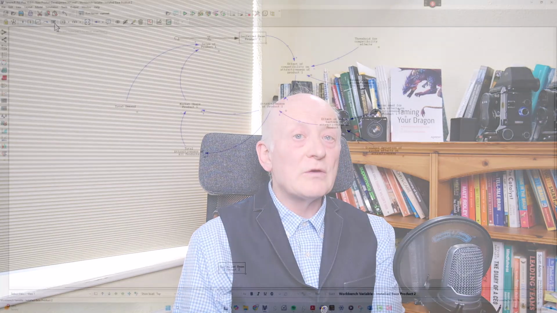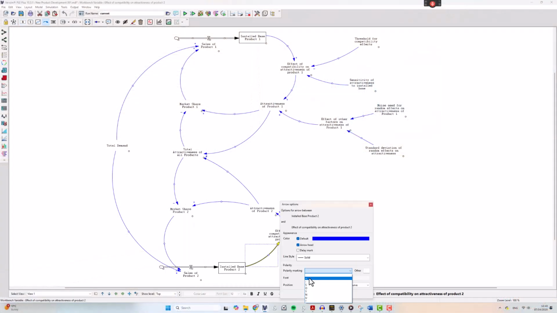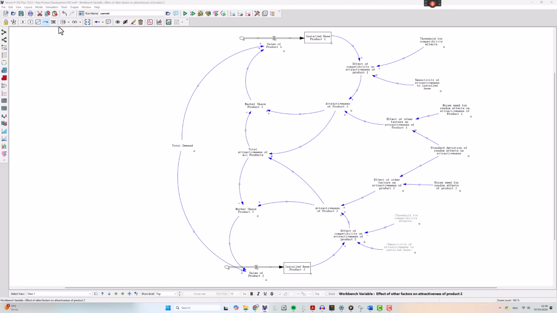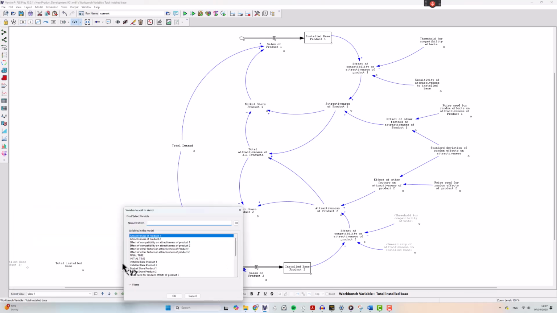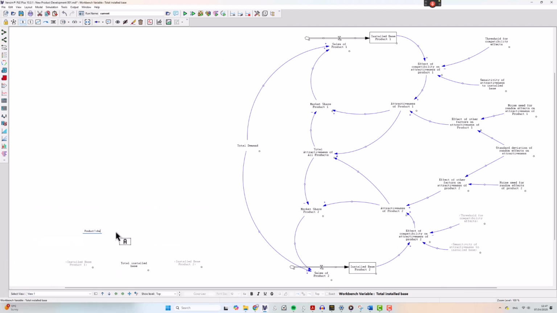Now, at the start we said we'd have two competing products, but so far we only have one product. So next, we need to add in a mirror image of all the stocks, flows and variables we've added for product 1, but for product 2. We quickly add those in now. We'll also add in a structure here so we can easily get the product 1 and product 2 share of the installed base. We don't need it for the model, but it's useful for some graphs we'll create.